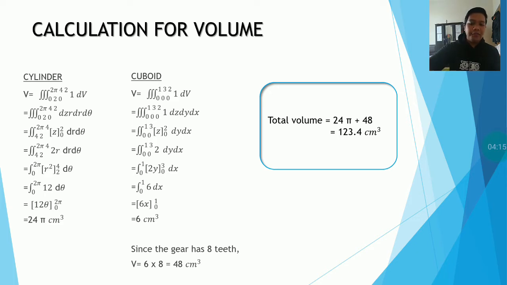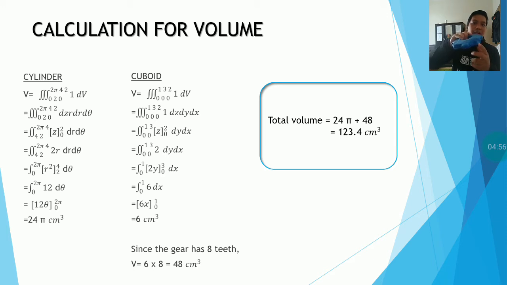Meanwhile, for the teeth, I choose triple integration also, for the cuboid, which is dz, dy and dx. As I mentioned before, the dimension of the teeth: the length is 3 cm, the width is 1, and the height will be the same as the cylinder, which is 2 cm.